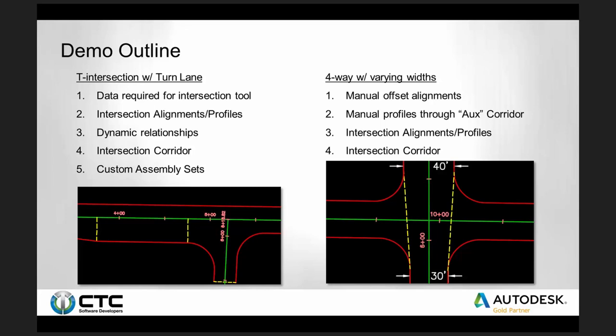One question came in: does the intersection tool ensure that the vertical alignments match at the intersection? To clarify, the vertical profiles, will they match at the intersection? Absolutely. I'll show you that. We're going to specify a primary road, and that will dictate the elevations through the intersection. So we'll show that in just a moment here.